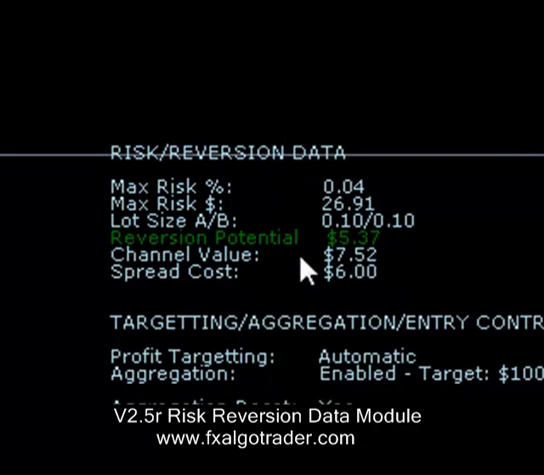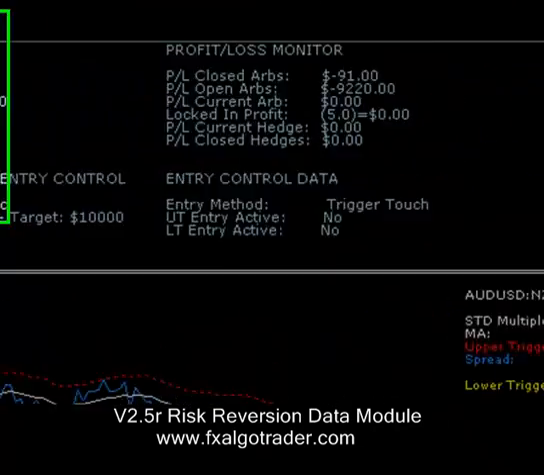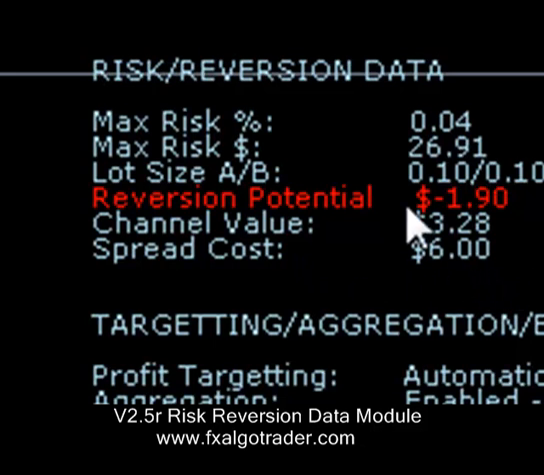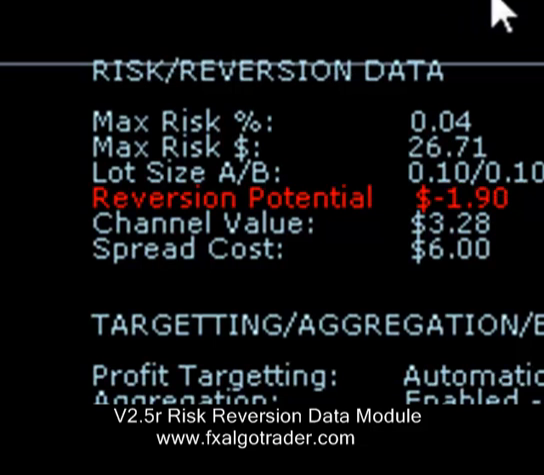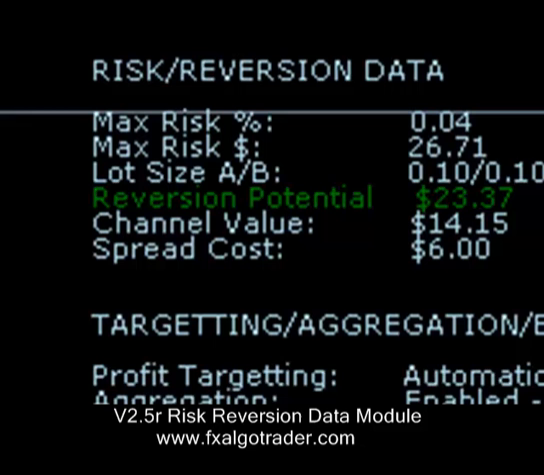So, for example, we're looking at the Aussie dollar and the Kiwi dollar at the moment. If we look at the 1 minute charts, we can see that the reversion potential is negative and the channel value is $3.23. Spread cost is $6. So we don't really want to be messing around trying to arb on this time frame with these two pairs. You've got to choose your time frames which give you the possibility of making some money.